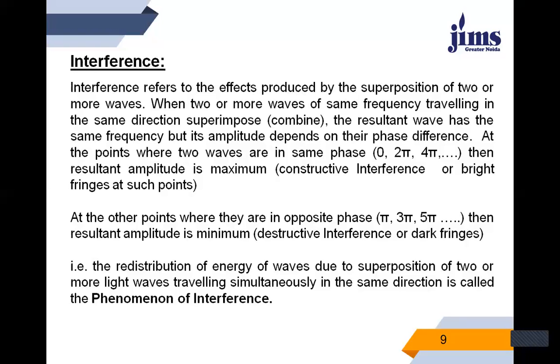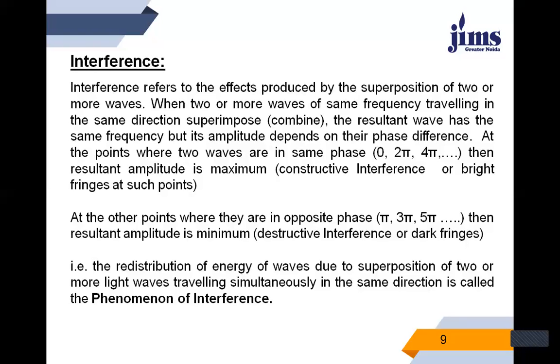At the other points, when they are in the opposite phase, meaning the crest of one wave falls over the trough of another wave, opposite phase means pi, 3 pi, 5 pi. Then the resultant amplitude is minimum. And in this condition, we will find destructive interference, or the points where the fringes observed are dark.